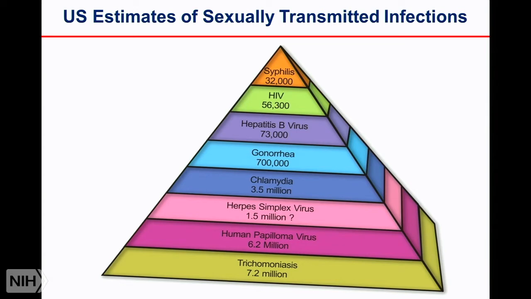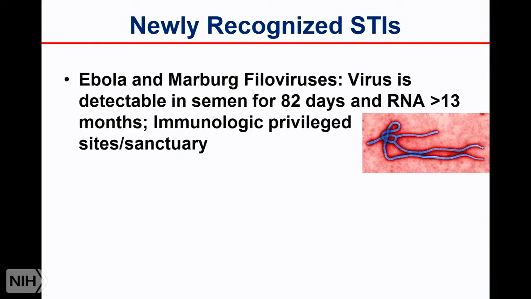So this is an old pyramid that I always like to show because it mixes the bacterial and the viral STIs, sexually transmitted infections. Up at the top is syphilis, about 30,000 to 40,000 cases reported each year to CDC. HIV, somewhere between 45,000 and 55,000 cases as a viral STI. And then you have hepatitis B. Even though we have a great vaccine that can prevent hepatitis B, we still see about 70 to 80,000 new cases, most acquired through sexual means. And then we already talked about gonorrhea, chlamydia, herpes. We're going to hear about human papillomavirus. And then, of course, the organism that causes vaginitis, trichomonas, at over 7 million cases being acquired each year.